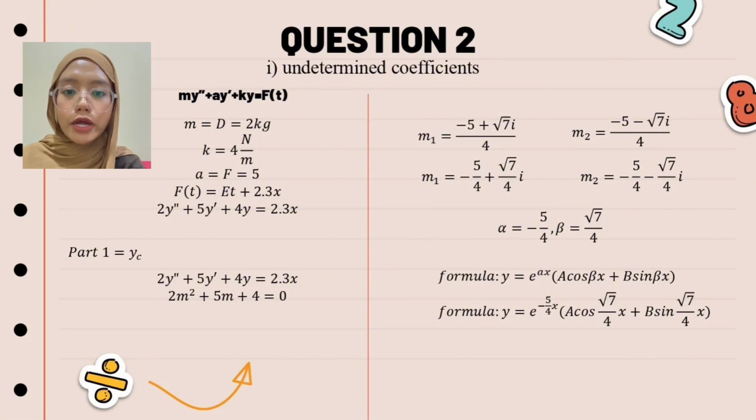Based on the alpha and beta we got, we substitute into the formula y = e^(αx)(A cos βx + B sin βx). After we substitute, we finally get y = e^(-5/4 x)(A cos 7/4 x + B sin 7/4 x).